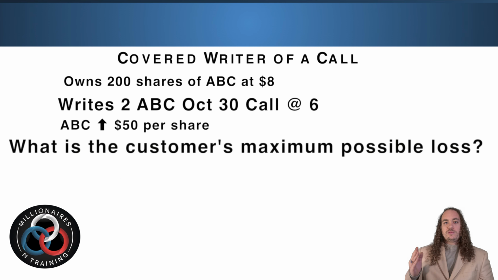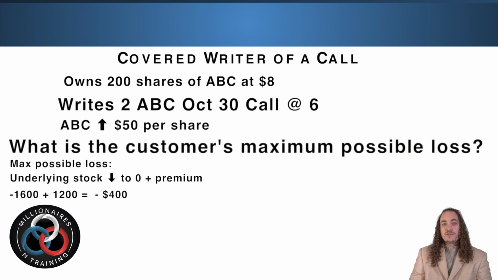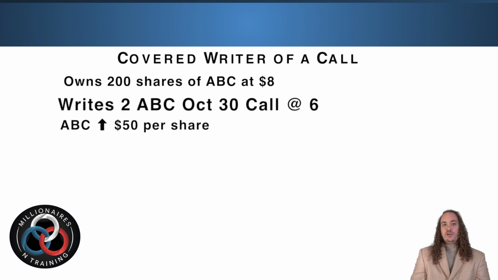What is this customer's maximum possible loss? Remember that this customer owns 200 shares of the stock originally purchased at $8 per share. If the price of the stock goes to zero, the customer will have lost $1,600 on the stock, but remember, the customer took in total premiums of $1,200 when the customer wrote the call. Therefore, the net difference is a loss of $400. That is the customer's maximum potential loss.